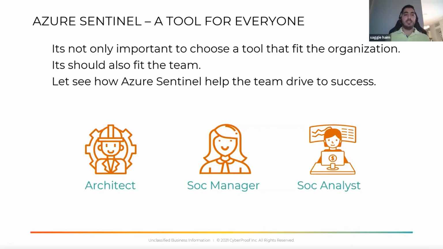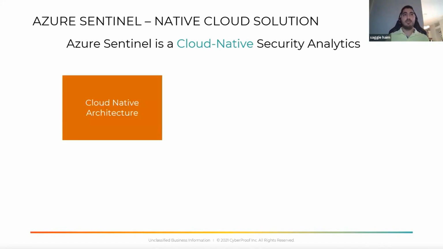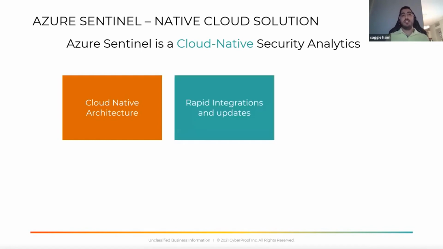So we'll start with the architects. Azure Sentinel being a truly native SIEM lets us enjoy a real cloud-native architecture. It means that we enjoy all the latest technology. We have a scalable and really efficient environment. Because of that, we have rapid integration and updates getting into the solution natively. It means that we don't need to install updates to our SIEM. We don't need to install updates to our OS. We get it as part of the service.